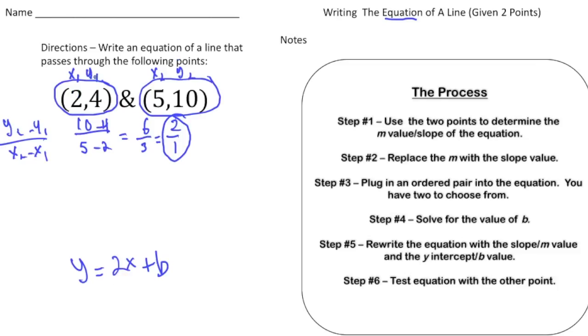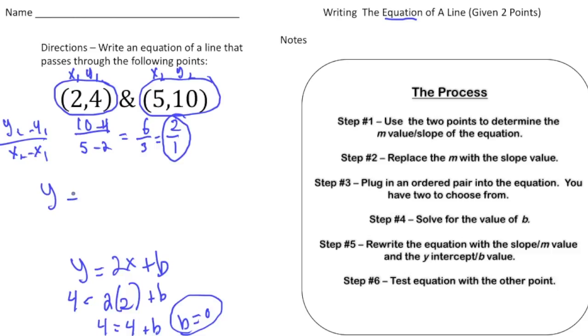We know that the y value is 4, so it's 4 equals our slope, 2, times our x value, which is another 2, plus b. And if you notice, 2 times 2 is 4, plus b, which means b has to equal 0. So our y-intercept is at 0. Our equation so far is y equals, again, our slope was 2, so 2x plus, now our b is 0, so I could put 0 here, but we can just go with y equals 2x.